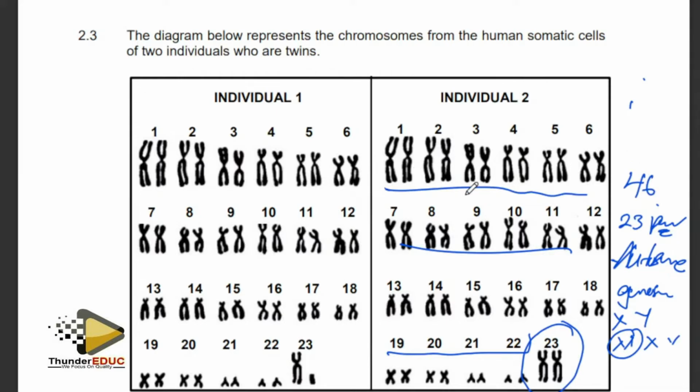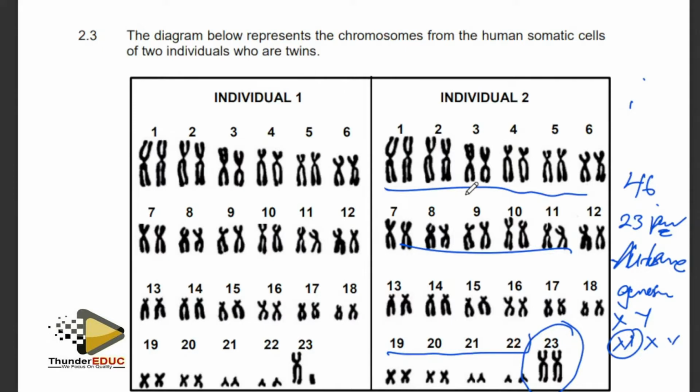Each chromosome pair has a different size. That's how you can describe the karyotype. It's made up of 23 pairs. Pair number 1 to pair number 22 are called autosomes. The 23rd pair is called a gonosome. Each pair of chromosomes has a different size.